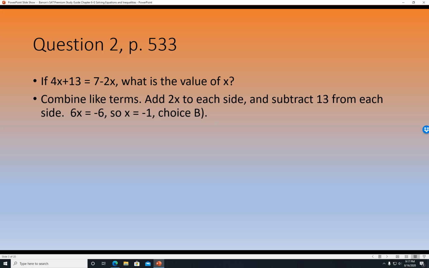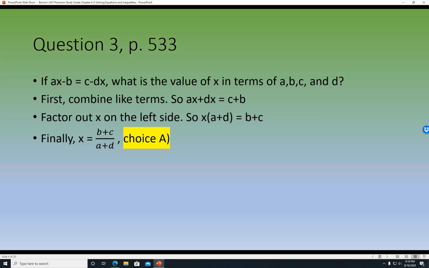Question 2, page 533. If 4x plus 13 equals 7 minus 2x, what is the value of x? So you just combine like terms. So you add 2x to each side and subtract 13 from each side. You get 6x is equal to negative 6, so x is equal to negative 1, choice B.